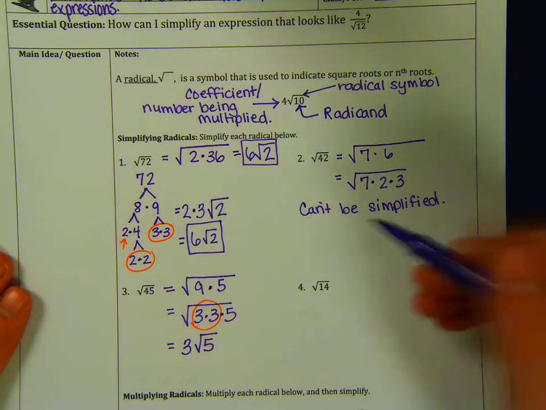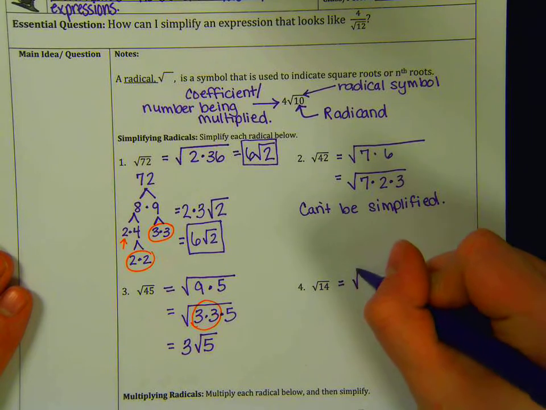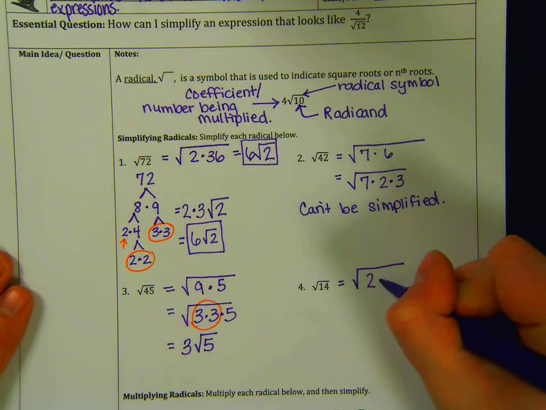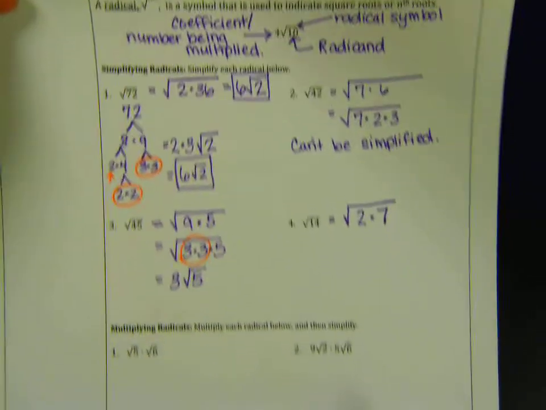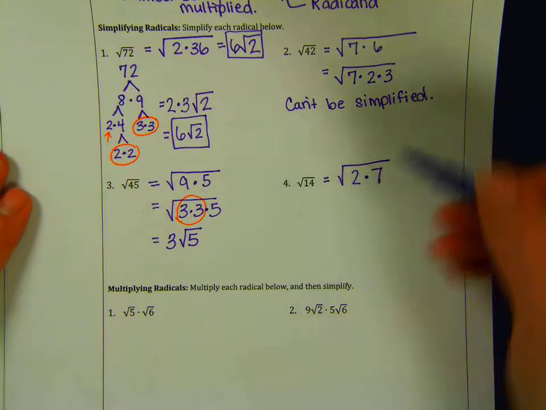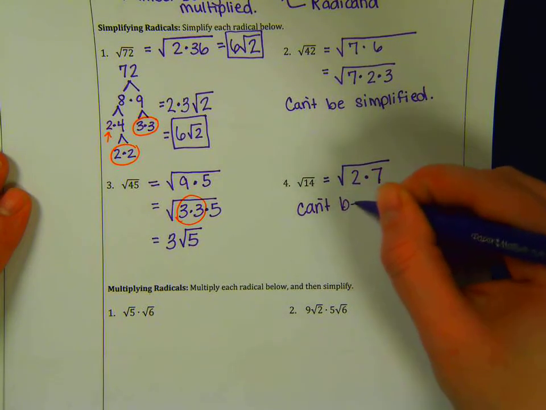And number 4. I'm going to rewrite that as the square root of 2 times 7. Well, I can't simplify 2 or 7 any further, so this one cannot be simplified either. So it can't be simplified.